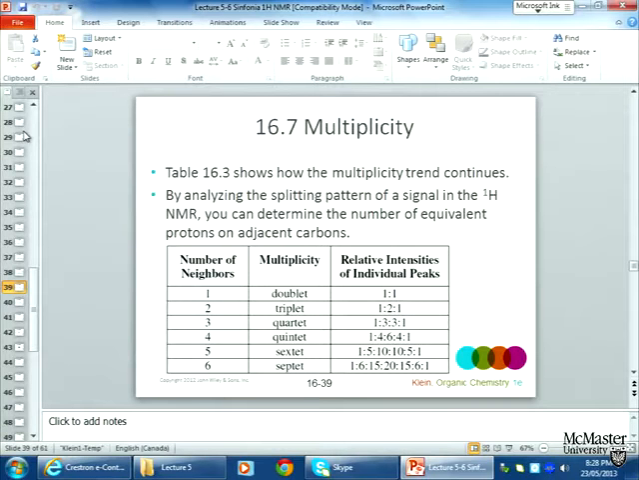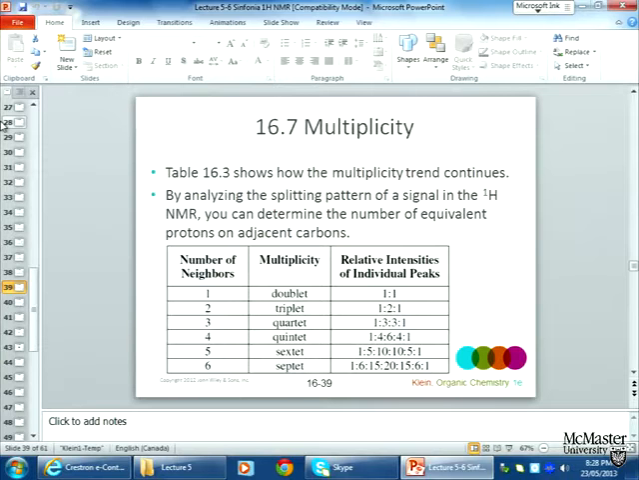So a septet is 1 to 6 to 15 to 20 to 15 to 6 to 1. And if I had 7 neighbors that were splitting me, I would have an octet, and I could work out immediately the relative intensities of that octet. It would be 1 to 7 to 21 to 35 to 35 to 21 to 7 to 1. Following Pascal's triangle. Is that clear?